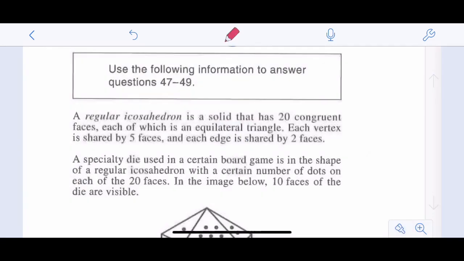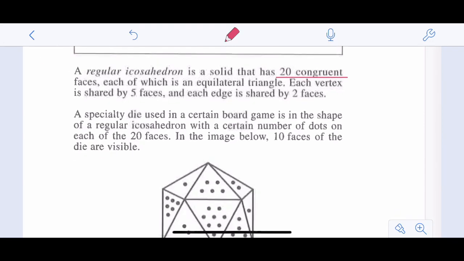It's a really bad start. Let's do that again. Okay, a regular icosahedron is a solid that has 20 congruent faces. Okay, so 20 faces, each of which is an equilateral triangle.